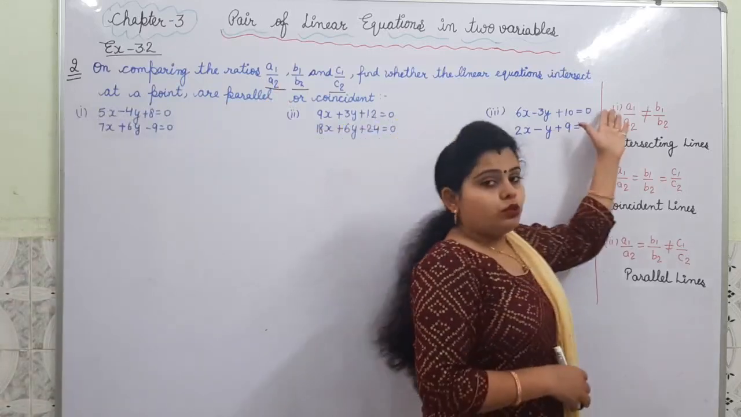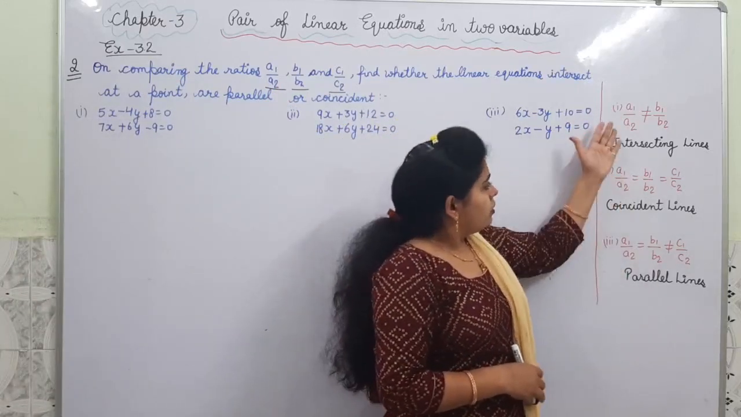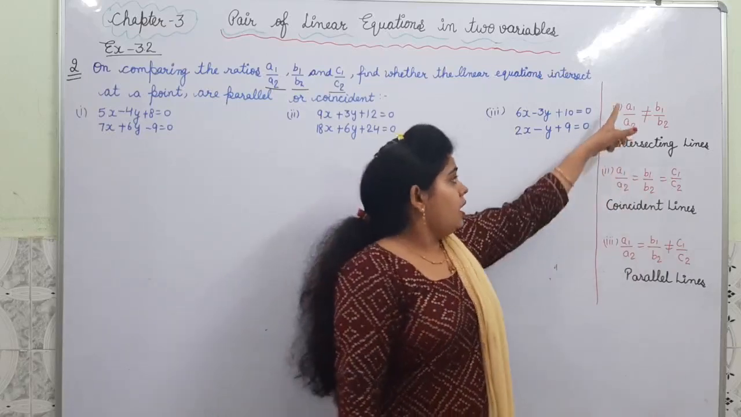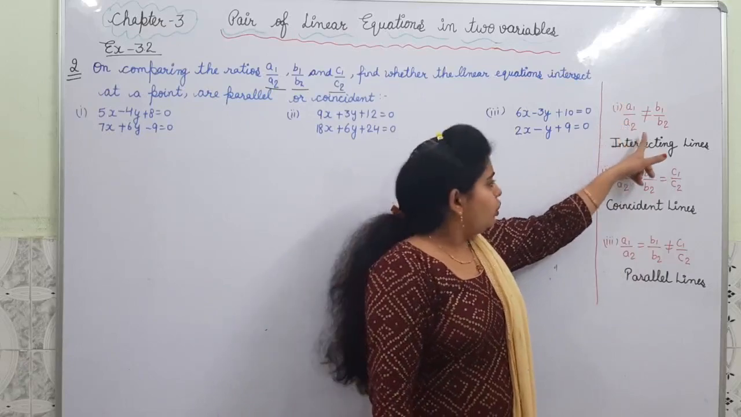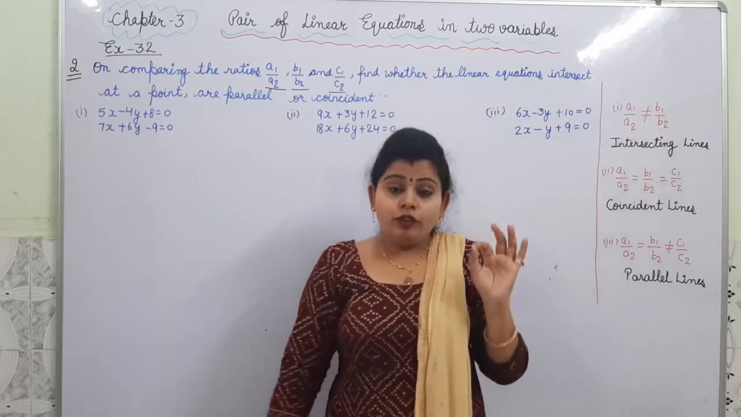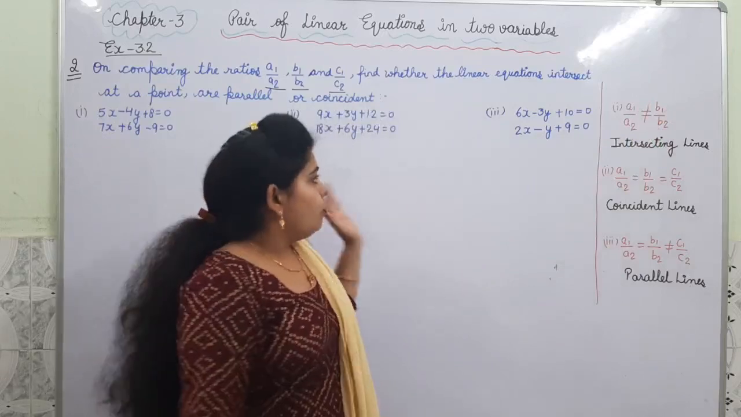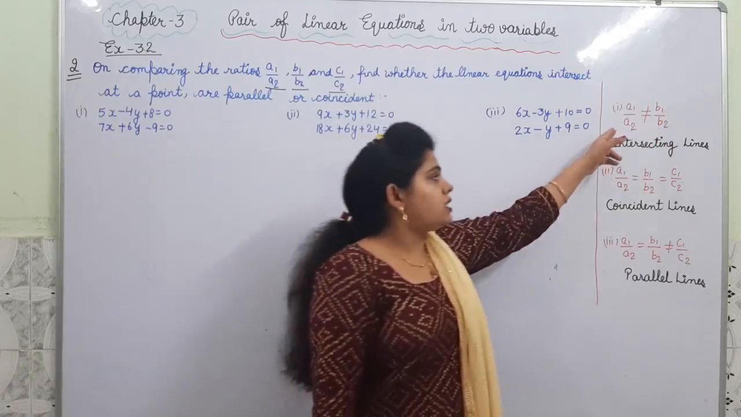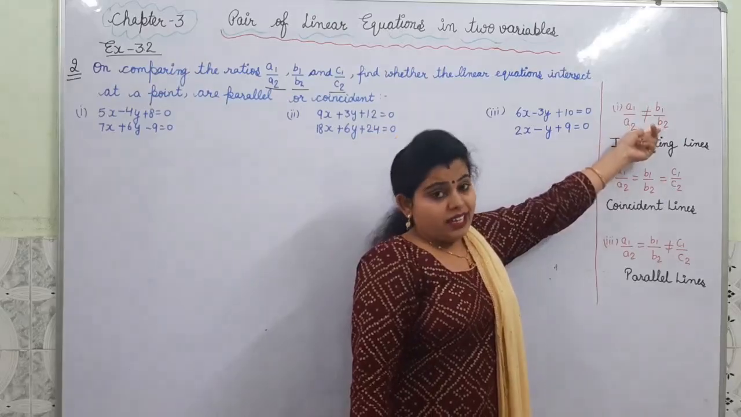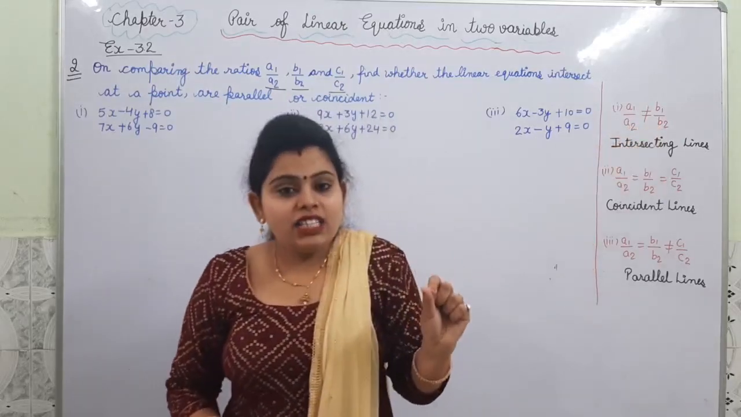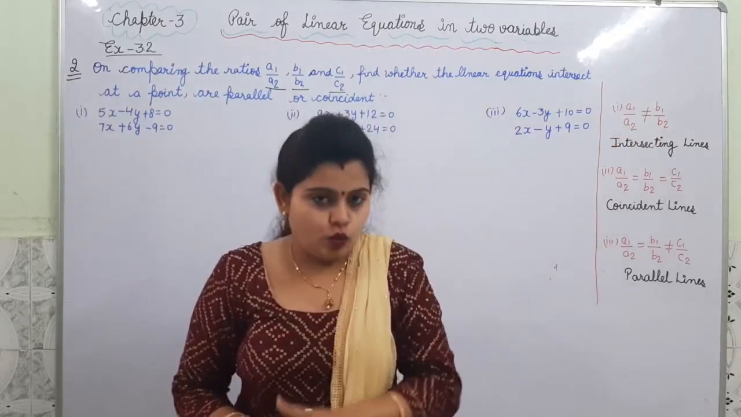Firstly, come to this ratio which we have done in our table. A1 by A2 not equal to B1 by B2. If A1 by A2 is not equal to B1 by B2, if we are getting this type of comparison, then the lines will intersect at one point.